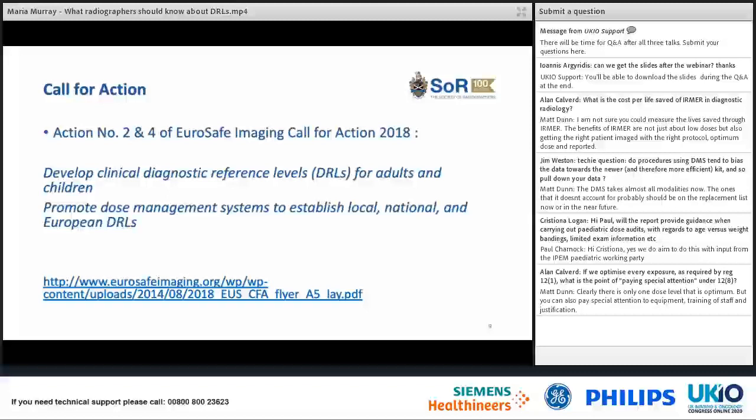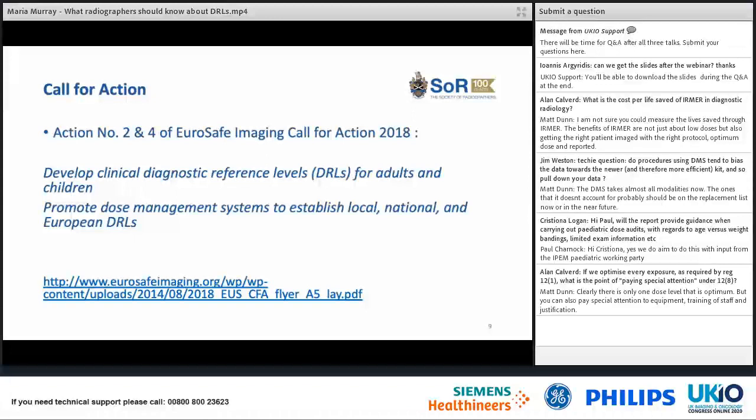Also, there's a really good website called Eurosafe Imaging, and they have a call for action around DRLs, and the action is number 2 and 4, one about having DRLs for adults and children. These should be updated, so this, remember, is around the whole of Europe, and promote dose management systems to establish local, national and European DRLs. Dose management systems are being slowly introduced in the United Kingdom, and your local medical physics experts could be using them. And if they are, go and find out what they do with them. It's a really quick and easy way to collect all that dose information from your local practice. I would recommend that you go and look at this website.